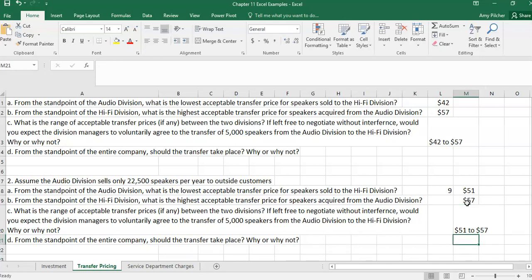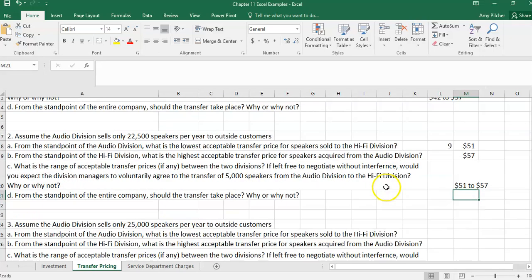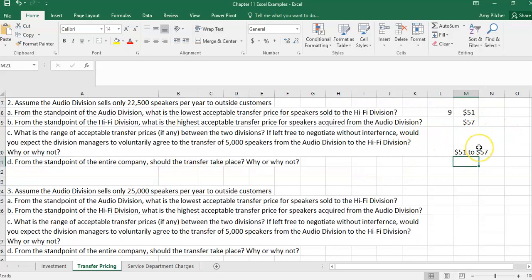From the standpoint of the entire company, should the transfer take place, this is still a good idea for the entire company as a whole. Okay, so the audio division is still fulfilling their capacity. The only thing they would have to really consider is whether or not we're angering our customers by not selling those 2,500 speakers from the lost sales. But with the transfer price covering that contribution margin from lost sales, we're still getting the same amount of money as we would as if we sold. And the Hi-Fi division is still saving on costs.